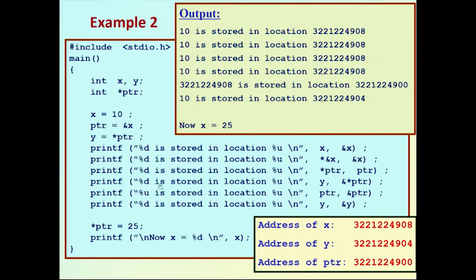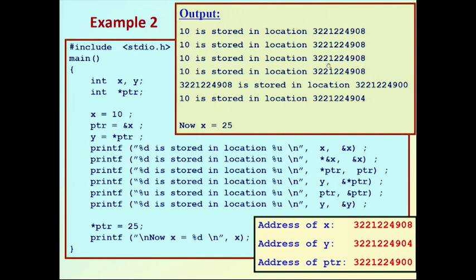Then the fourth line, y is equal to star PTR. We have already seen y equals star PTR. PTR is the same ampersand x, so y is also 10. And what is ampersand star PTR? Because star PTR is the value of x, this is x, ampersand x, again this is ampersand x. So again 10 is stored in that location.